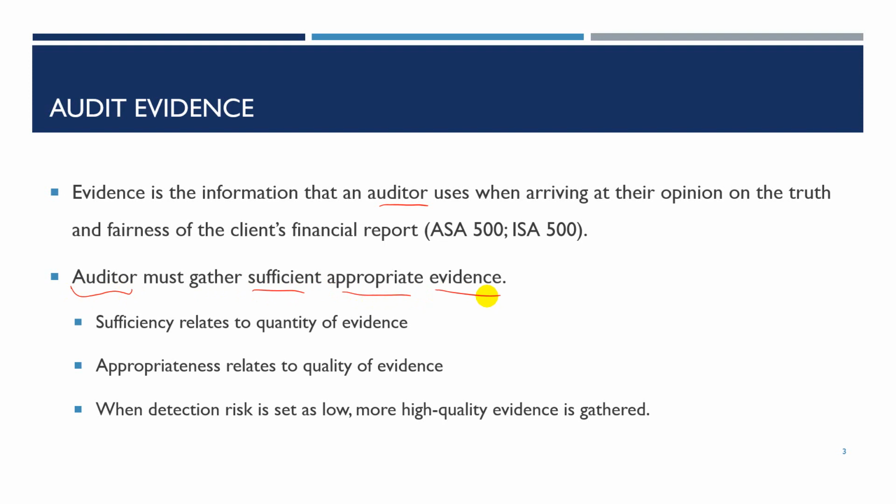What is sufficient and appropriate evidence? Sufficiency relates to the quantity and appropriateness relates to the quality of audit evidence gathered. Both concepts are interrelated, as the quality of evidence will affect the quantity required. When detection risk is set as low, high quality evidence is gathered by the auditor.